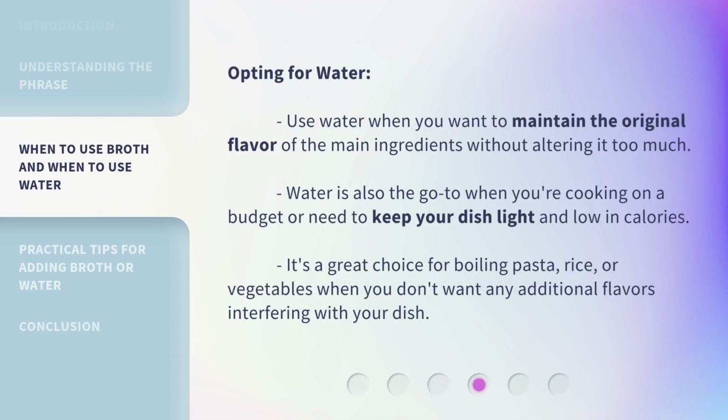Opting for water. Use water when you want to maintain the original flavor of the main ingredients without altering it too much. Water is also the go-to when you're cooking on a budget or need to keep your dish light and low in calories. It's a great choice for boiling pasta, rice, or vegetables when you don't want any additional flavors interfering with your dish.